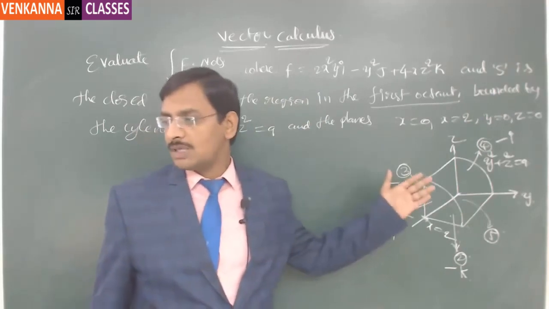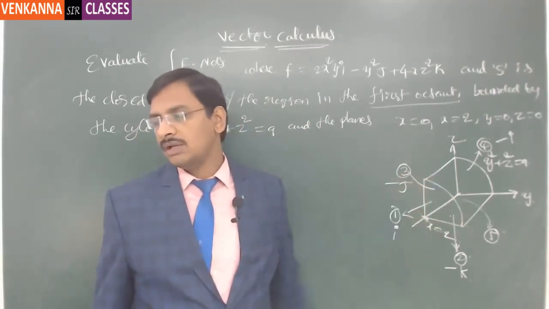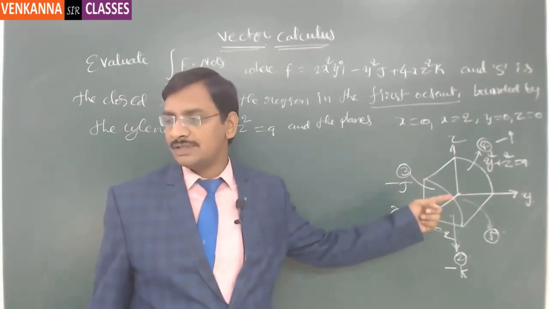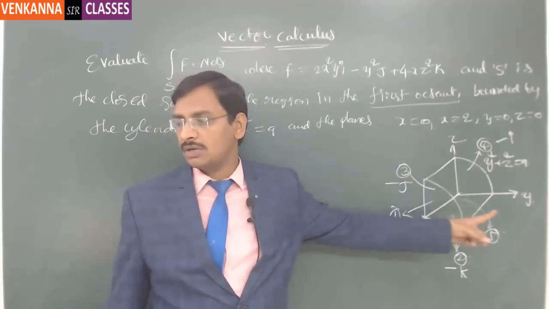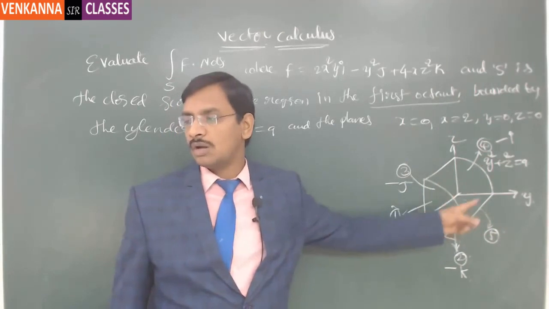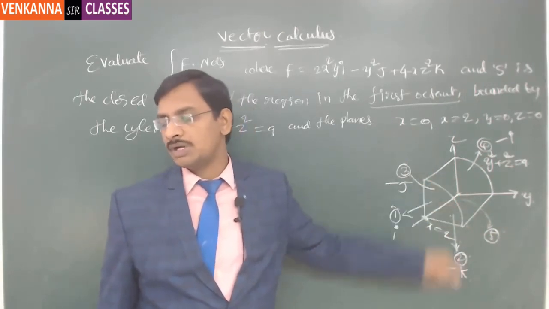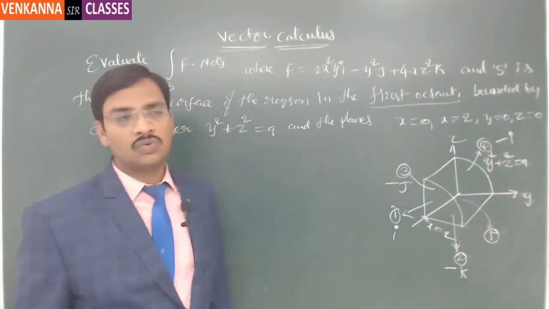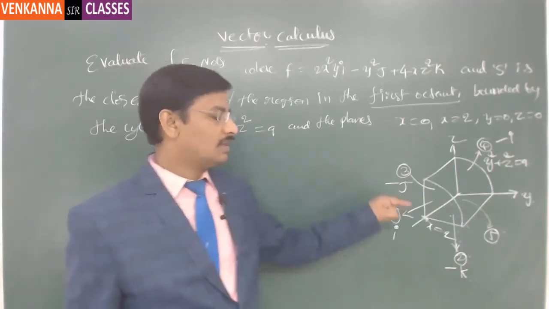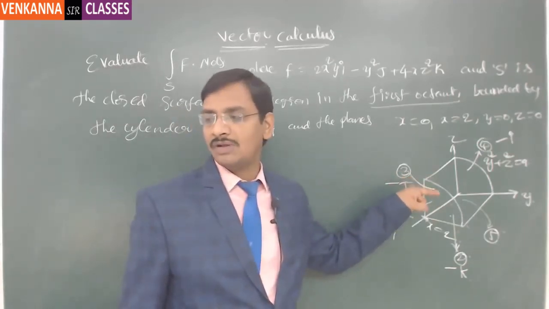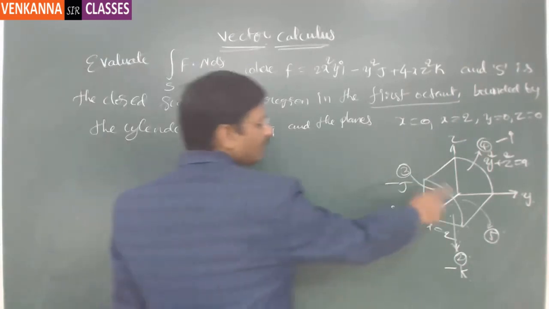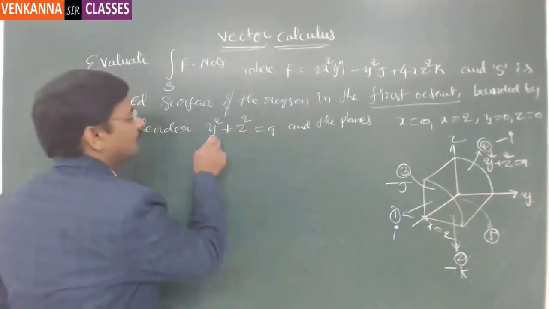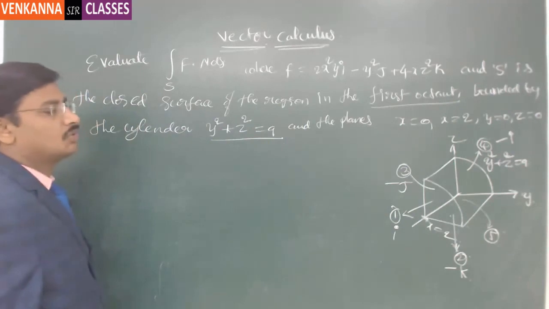Now surface number 5. Here the outward normal is not a fixed direction. It can go in this direction, this direction, or this direction. So the outward normal depends on the position at which you want to find it. For that you have to separately identify the outward unit normal for this surface, based on the curve given by the equation y square plus z square is equal to 9.